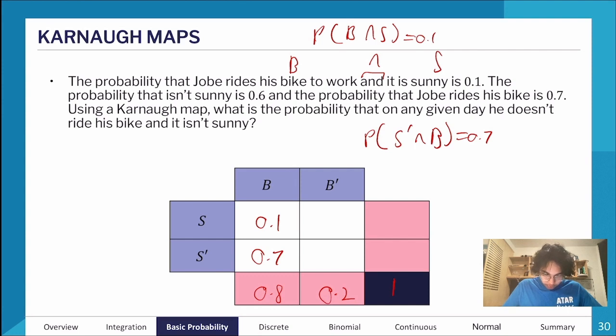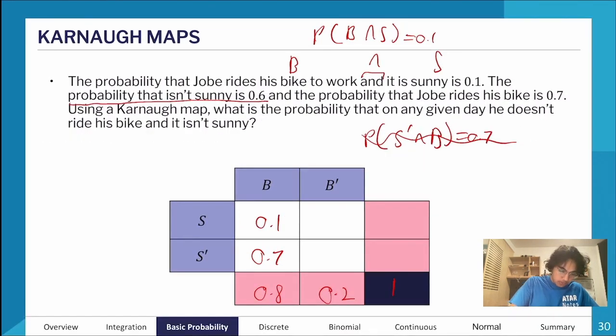The probability that Job rides his bike to work and it is sunny is 0.1. Okay. The probability that it isn't sunny. Oh, okay. I think I've misread the question. Which happens. I've realized there was, from what I looked at, insufficient information to answer the question, which is kind of unlucky, but that's fine. So I think it said the probability that it isn't sunny is 0.6.